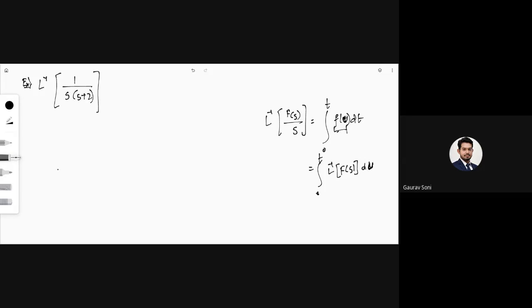Okay. So there is 1 by s. This Laplace inverse of 1 upon s into s plus 2 is actually 1 upon s plus 2 divided by s. So this is my capital F of s according to this property. So what is this going to be? This is equal to the integral from 0 to t of the Laplace inverse of 1 upon s plus 2 du. Laplace inverse of 1 upon s minus a is e to the power at. So this will be e to the power minus 2u du.